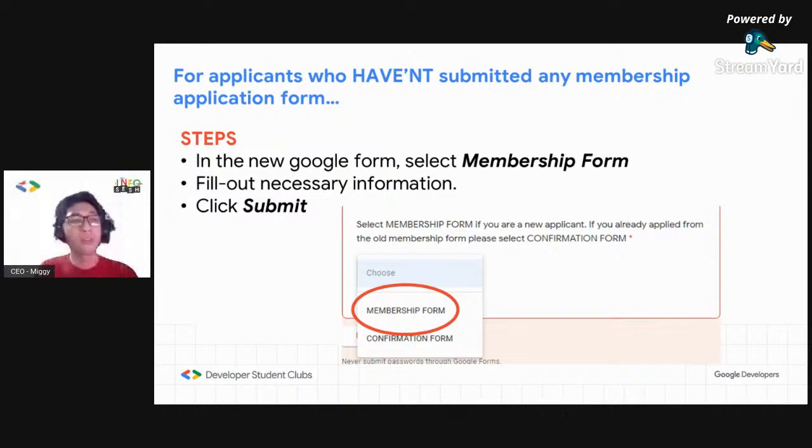So basically, if you are interested in being an applicant or a member of our organization, and it seems that you don't remember answering the previous registration form that we had, then you could just select this option. It would lead to a form that you would need to answer, filling out the necessary information, and then easily click submit. And then next slide.